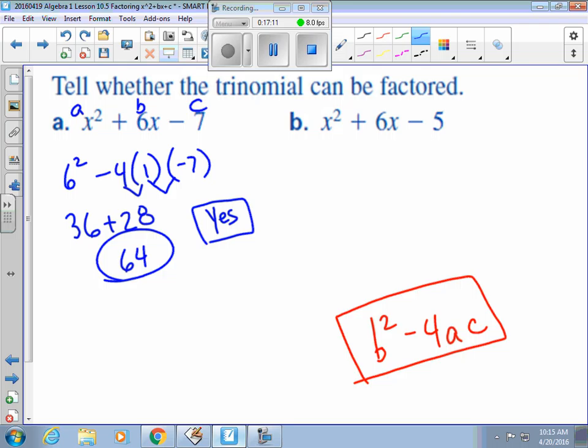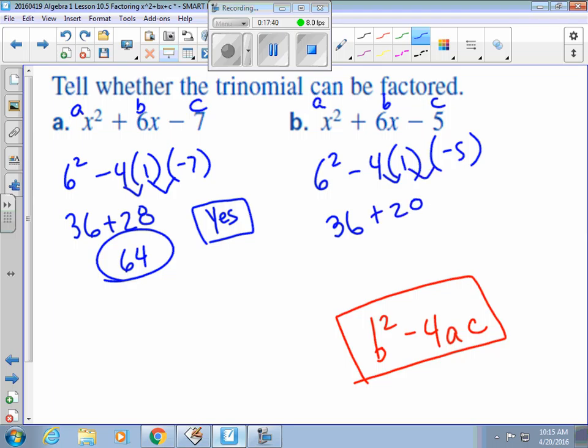So again, first thing you want to do, even if you don't write it, is label everything mentally. A is here, B is here, C is here. Make sure you don't mess up. B squared then is 6 squared, same as the last one, minus 4 times A, that's 1 again, times C, in this case negative 5. 6 squared is the same, 36. Negative 4 times 1 is negative 4. Negative 4 times negative 5, we know a negative times a negative is a positive 20. When you put those two numbers together, that gives you 56.